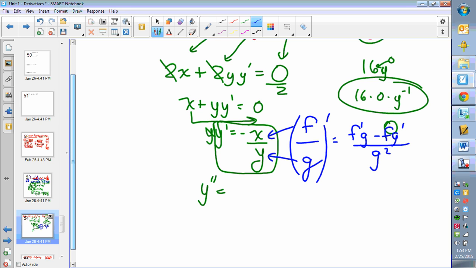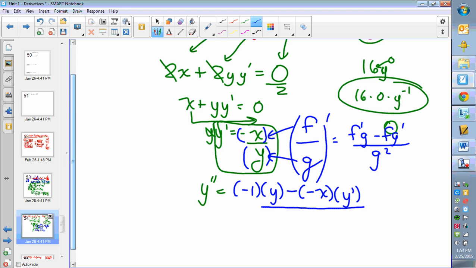I'm just applying it. So my f is going to be negative x. My g is going to be y. So f prime is negative 1. G is just y minus f, which is negative x, and g prime is just y prime, all over g squared, which is y squared.